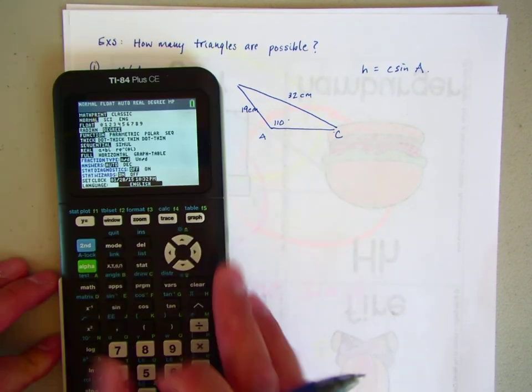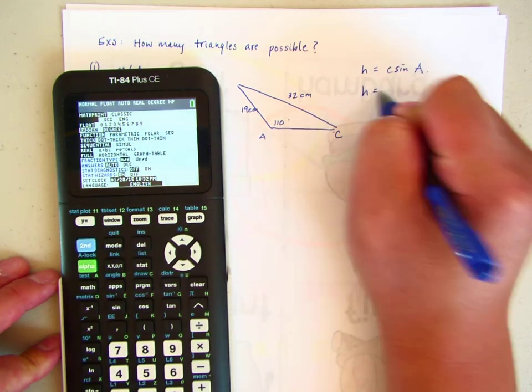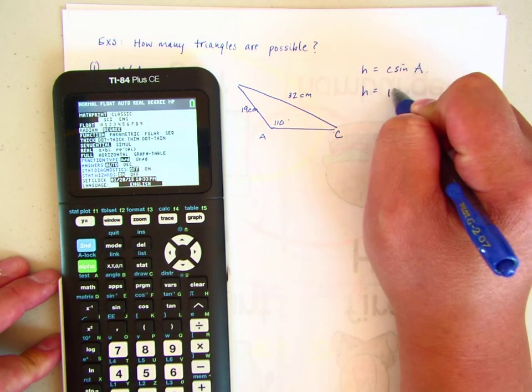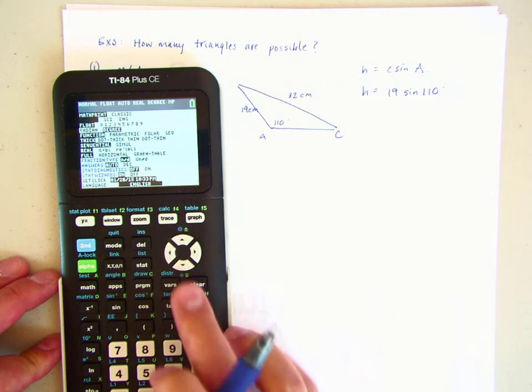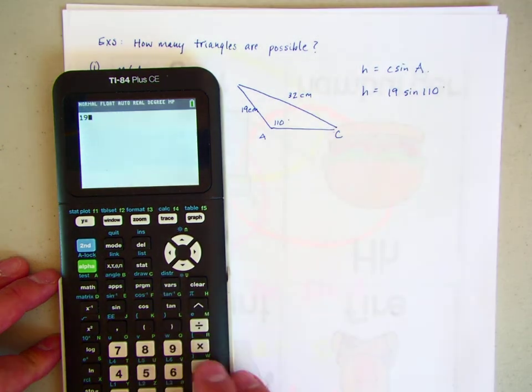Let's go ahead and do this here. H equals C sine of A. So we got 19 sine of 110, and we get 17.